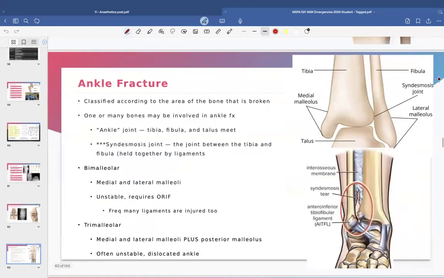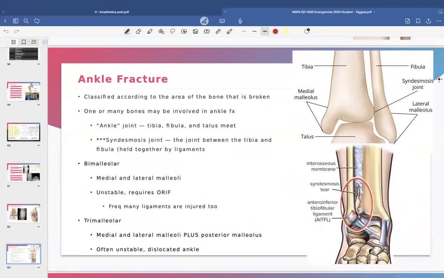Ankles. They love these ones though, know these fractures. So, your ankle joint is your tibia, your fibula, and your talus. Your bones are being held together by your ligaments. Your anterior talofibular ligament, this ATFL ligament, is like the most common one that ruptured.